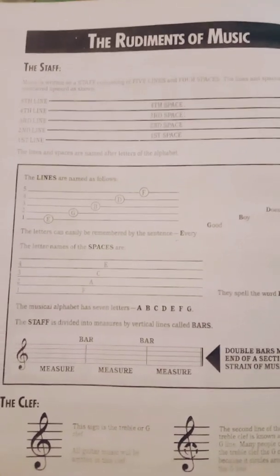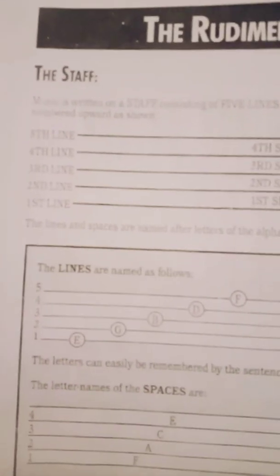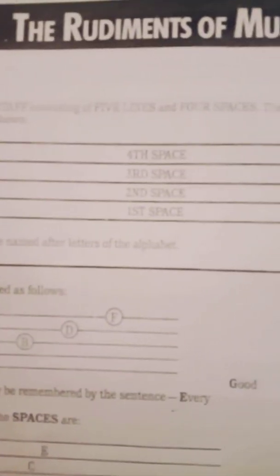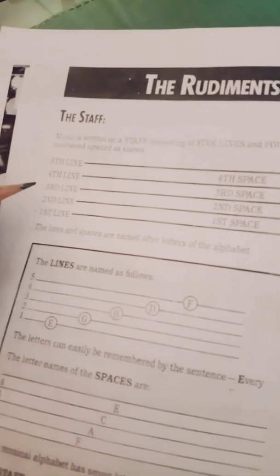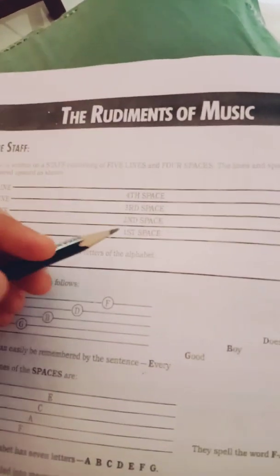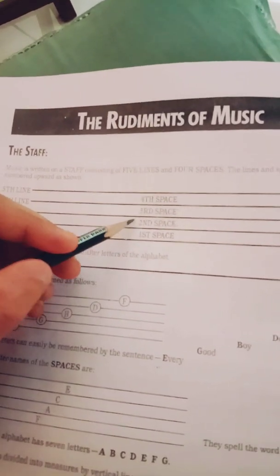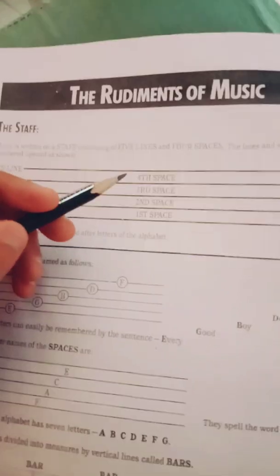Alright, so today we are going to do the basic rudiments of music. Music standard notation is written on what's known as a grand staff. Music is written on a staff consisting of 5 lines and 4 spaces, and the lines are numbered as below here. So you have the first line, the second line, the third line, the fourth line, and the fifth line. And then there are 4 spaces in between the lines. This is the first space, the second space, the third space, and the fourth space.